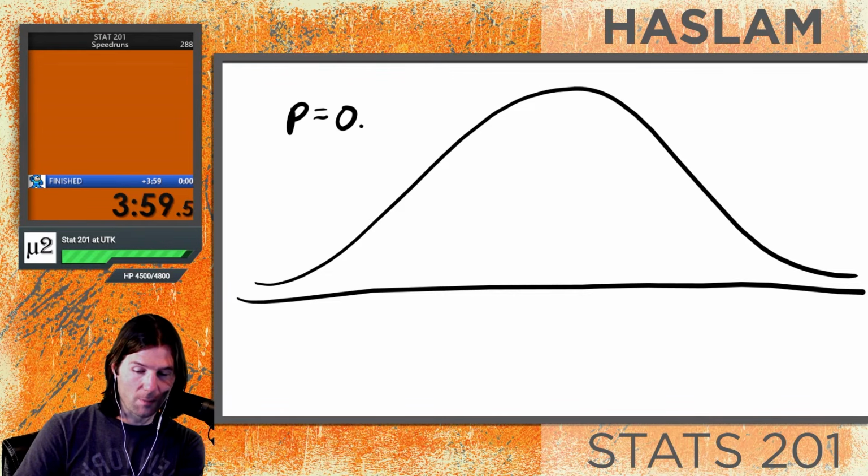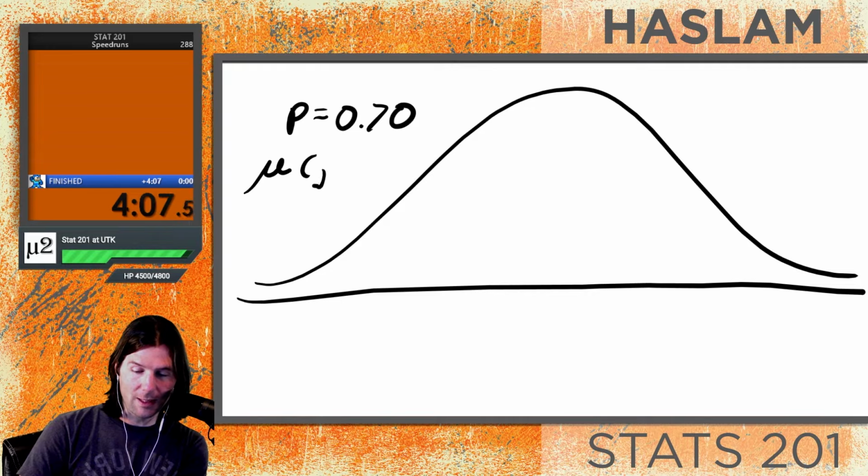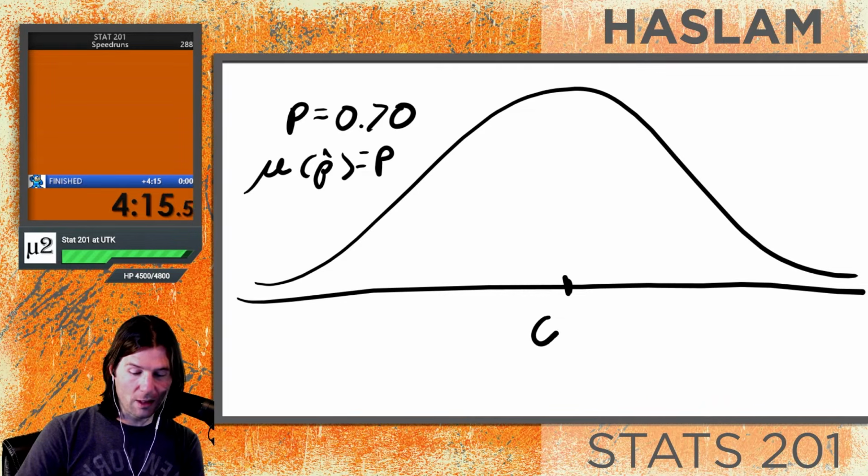We would get here, the truth is 70%. And that means we would expect, so read the mu right here, I would expect when I take a sample, that's what the P hat represents, to see 70%, which is P right there. Right here at the direct center of this curve is 70%.